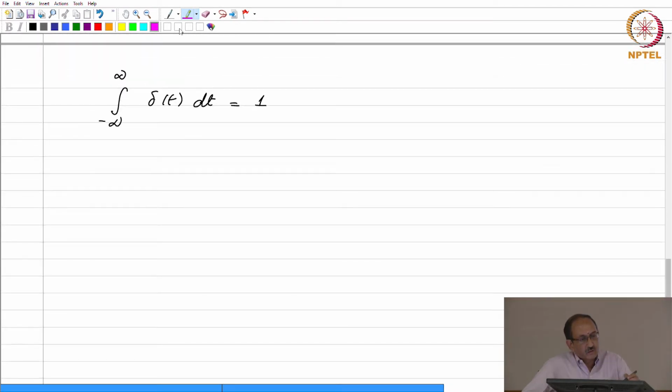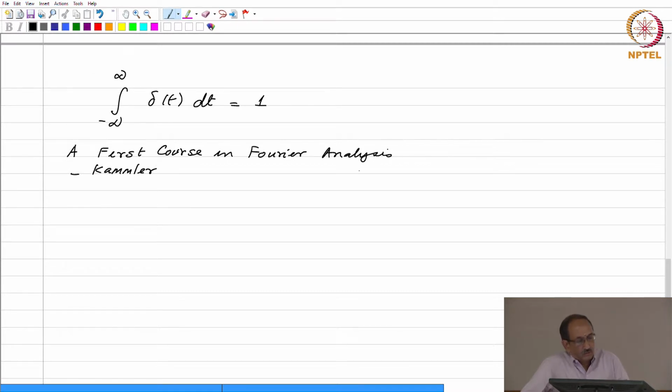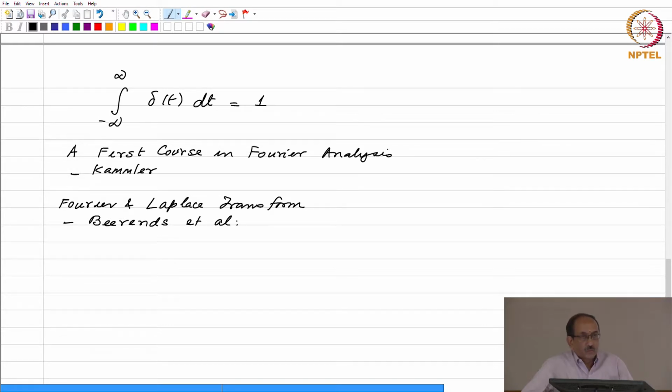If you want to learn more about the delta function at a more understandable level, you can look up the book by Kammler, A First Course in Fourier Analysis. So this is one book you can look up, and then another book is Fourier and Laplace Transforms. This is by four Dutch authors. Both these books are by Cambridge University Press. So you can get some feel for how mathematicians handle the delta function, unlike the loose and non-rigorous way that we handle delta in engineering textbooks.